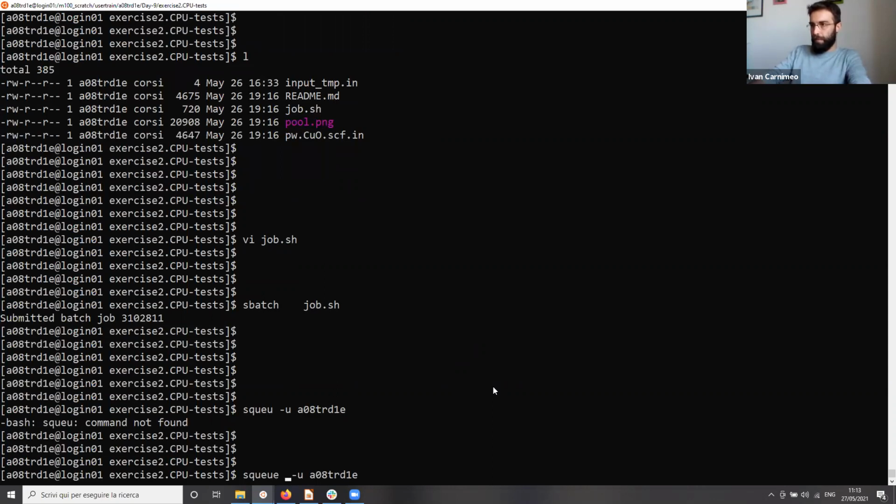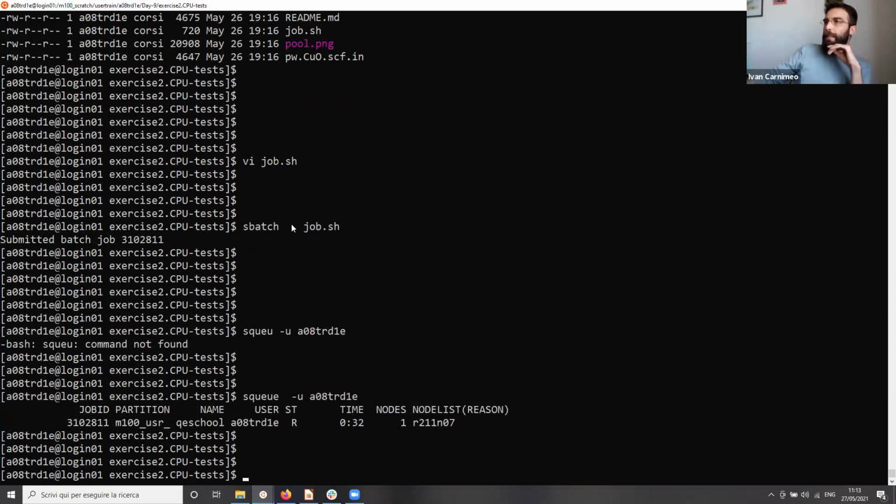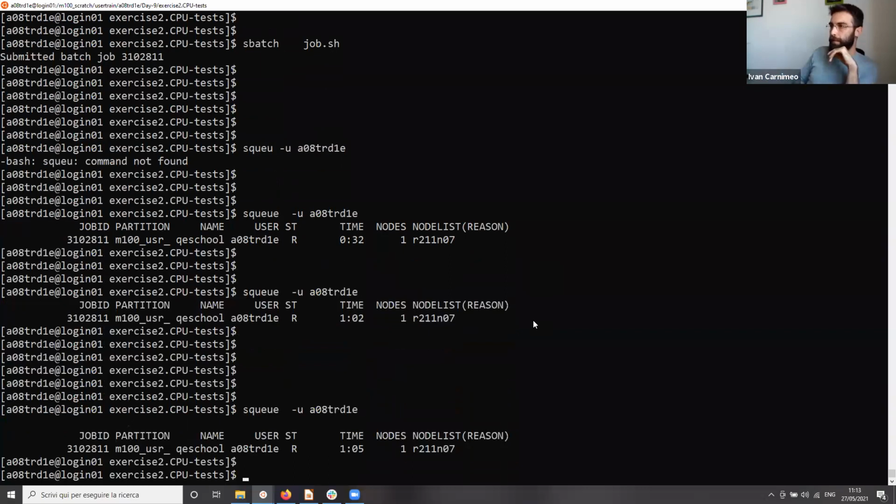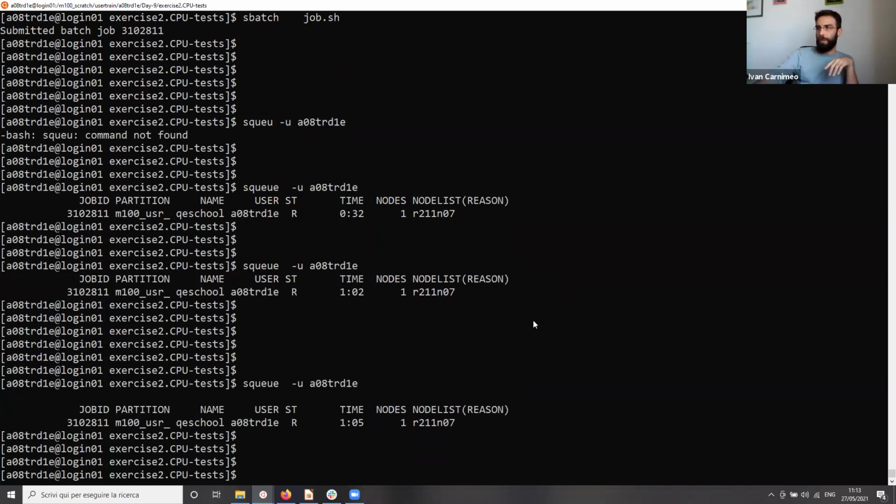So my username is this. I submitted my job with sbatch job.shell using that job script, and this command squeue -u is telling me my job is running because the status is running. So the cluster is doing the calculation, and your job ID is this, which is the same as this one. And I am running on one node, and this is the node on which I am running. So please submit this job.